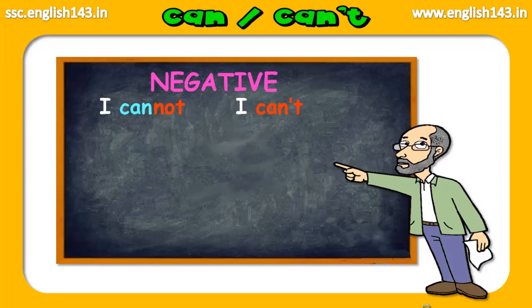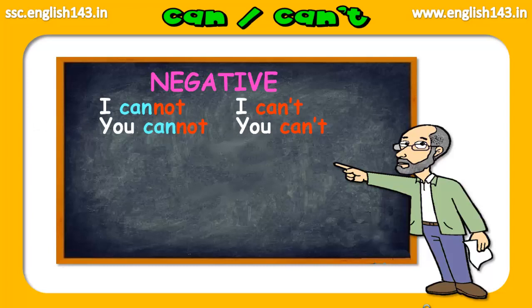I can, when you add not, it will become I cannot. You can say I cannot. It may be used as I can't. I can, ability. I can't, unable to do something. When you use can, that means you are able to do. You have the ability to do. When you use can't, that means you are not able to do. You have no ability to do.